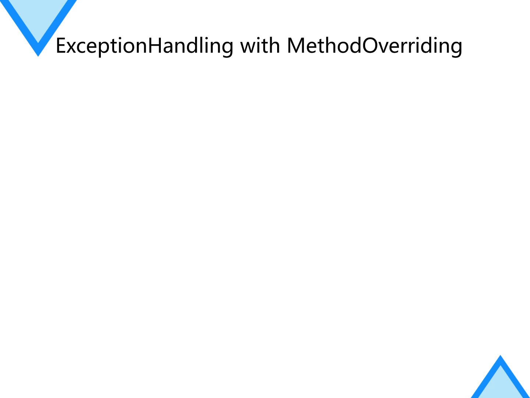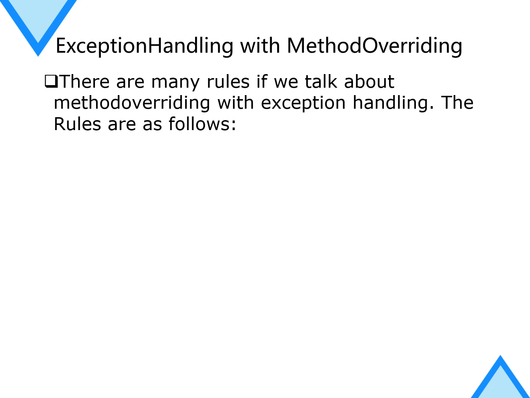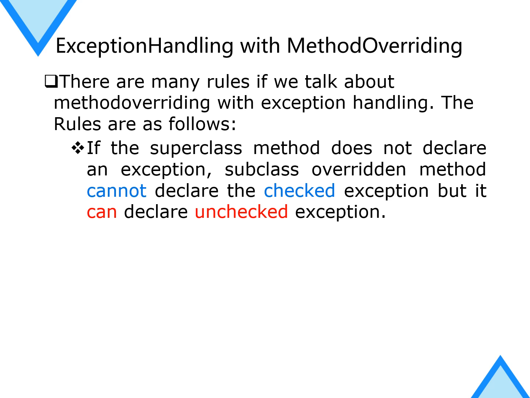In this slide we are going to discuss exception handling with method overriding. There are many rules if we talk about method overriding with exception handling. The rules are as follows. If the superclass method doesn't declare an exception, the subclass overriding method cannot declare a checked exception, but it can declare an unchecked exception. Checked exception and unchecked exception are types of exceptions. In the topic of exception handling, we will learn it in more detail.